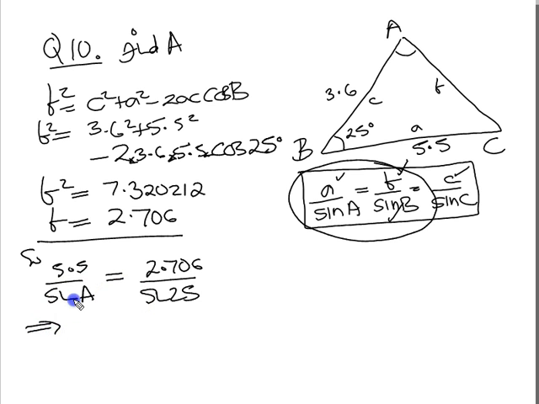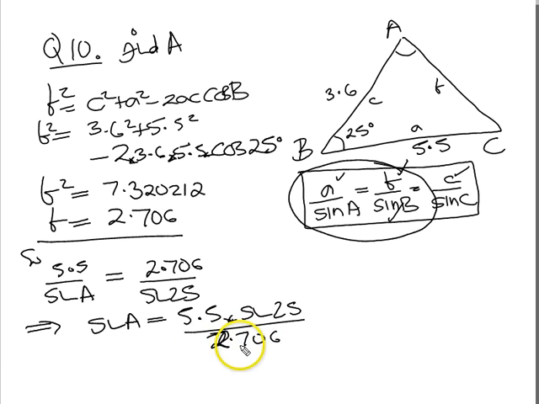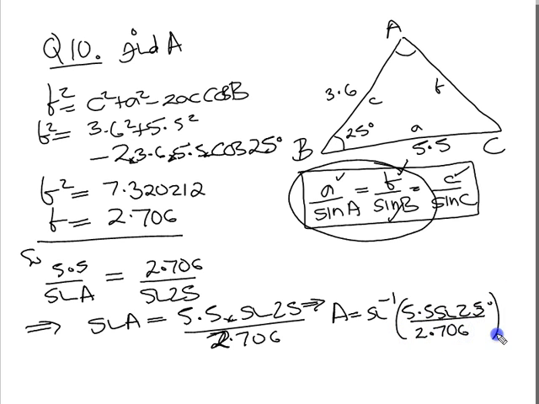So what does that tell us then? Move the sine A up to the top and read from right to left. Sine A equals 5.5, which is there, times the sine 25 comes up to be with it, divided by, and the 2.706 goes below, doesn't it? Okay, so now we do shift sine. Sine to the minus 1 of 5.5 sine 25 divided by 2.706. There we go.